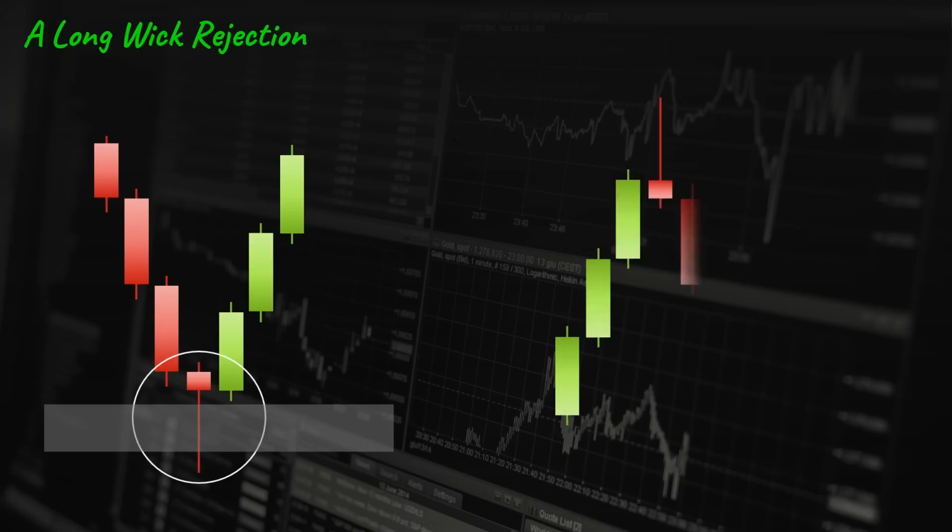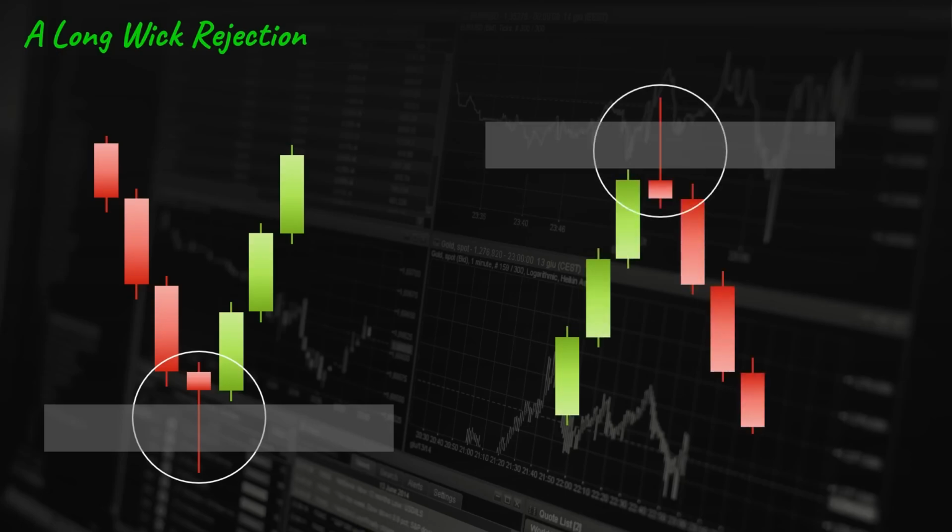Same thing here. The price is pushed up, hits, and reverses, forming a long wick rejection pattern. Again, it shows that the buyers are losing momentum and sellers have stepped into the market, which makes the price reject this area, signaling a possible reversal to the downside.